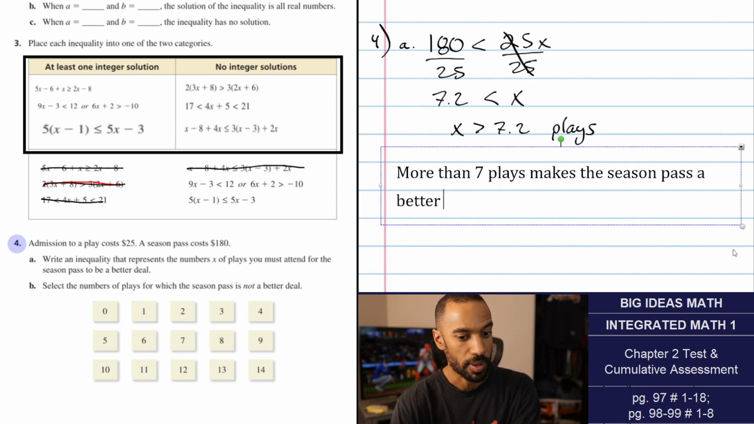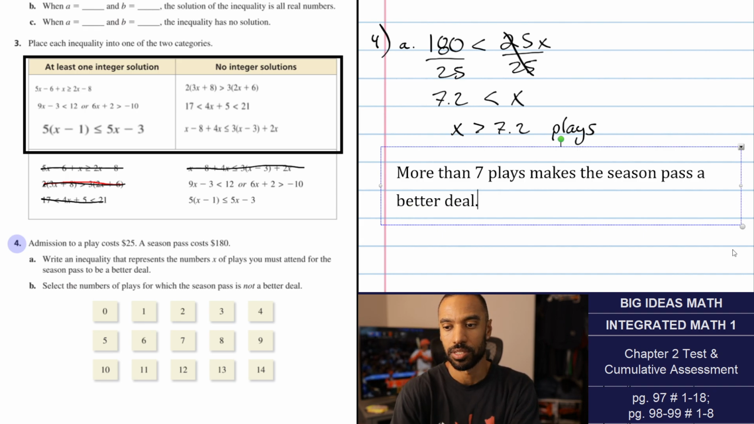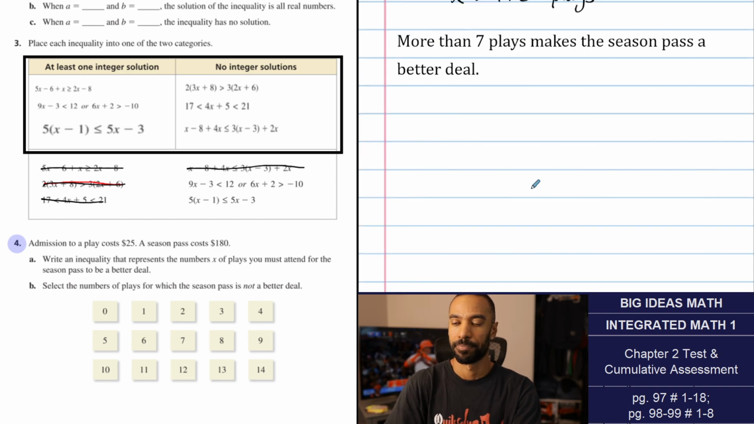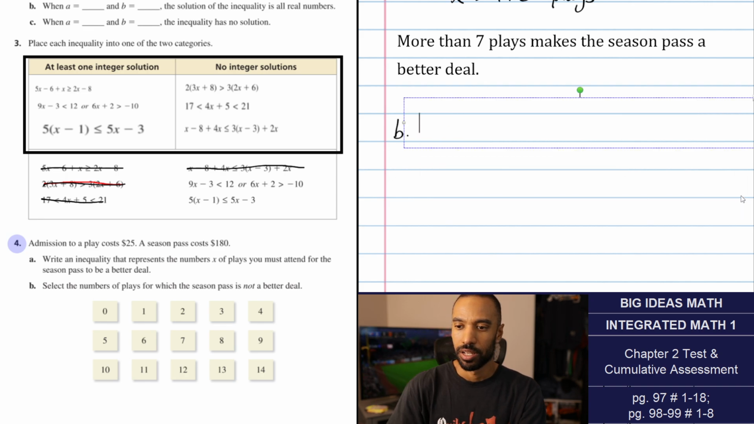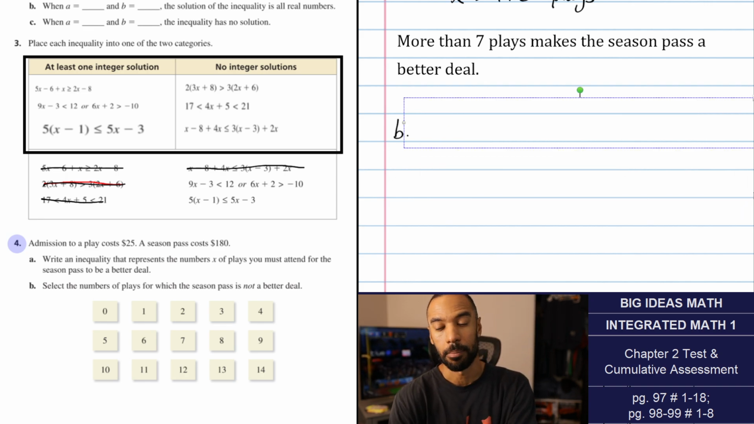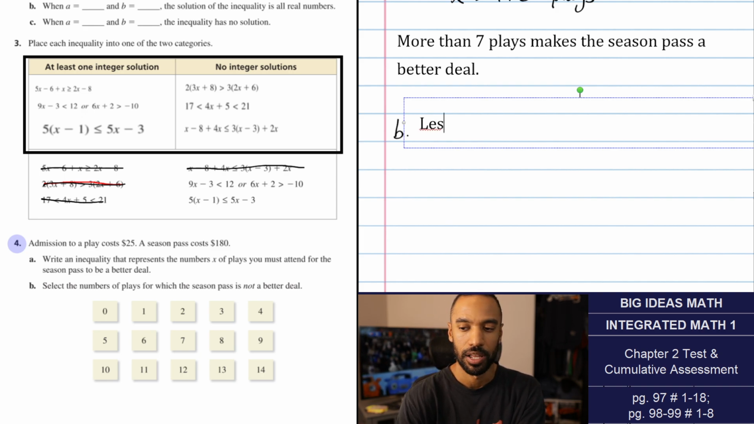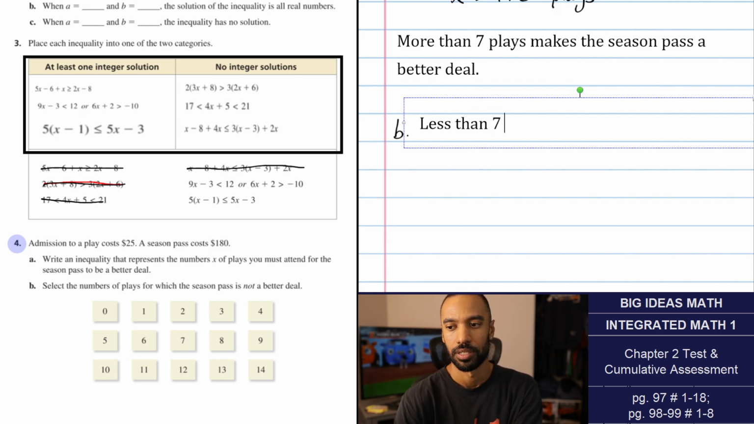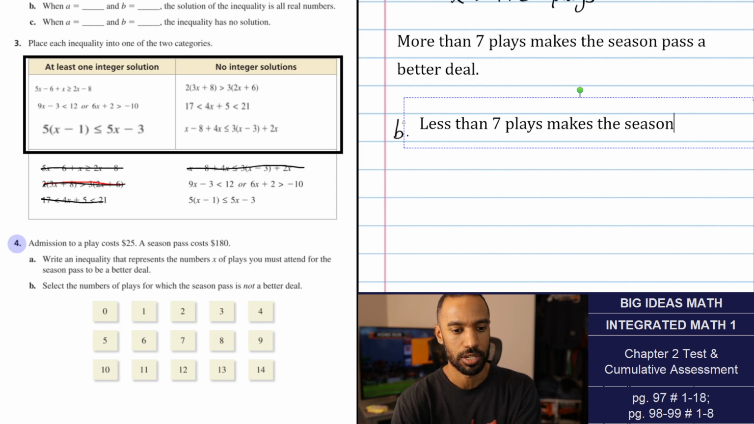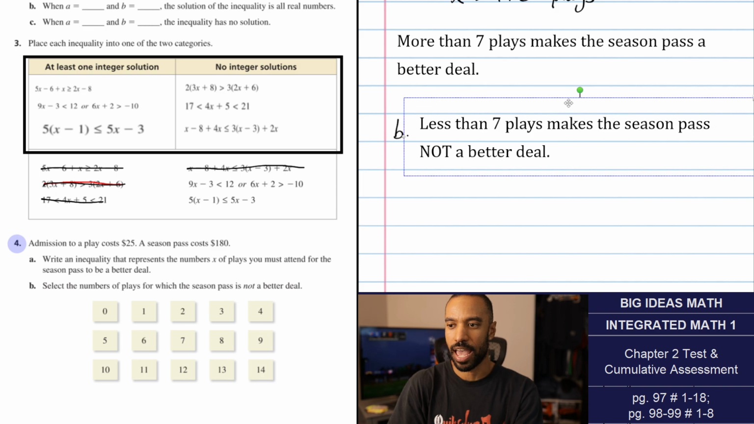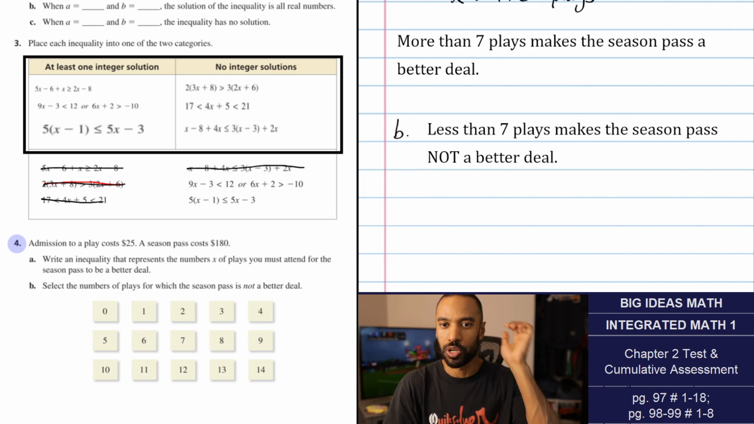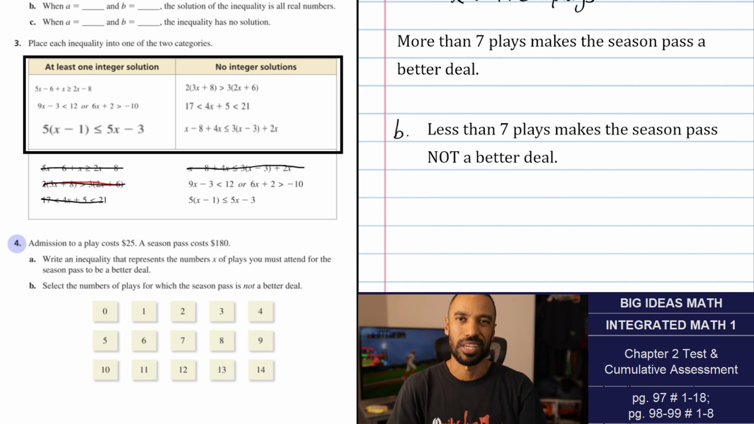Now, they said which makes season pass not a better deal. That means for part B, because part A is technically part of part B, less than 7 plays. If I want to do a compound inequality, I'd say from 0 to 7 plays, but less than 7 plays makes the season pass not a better deal. Which means, let's find any number that's less than 7. Anything from 0 to 6. No decimals, fractions, or negatives should be a part of this.